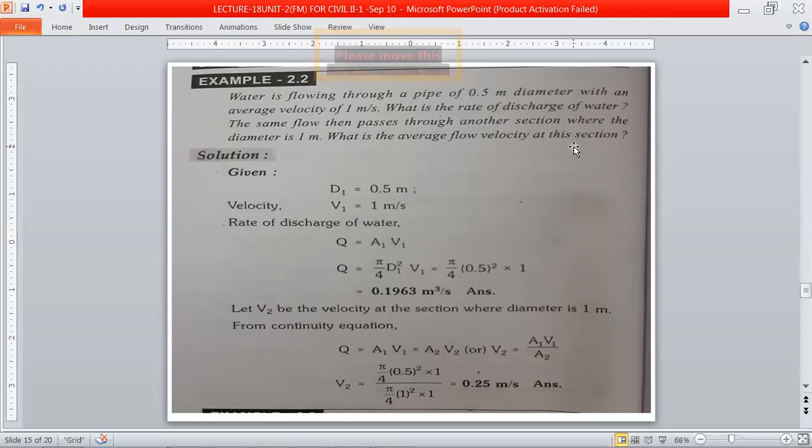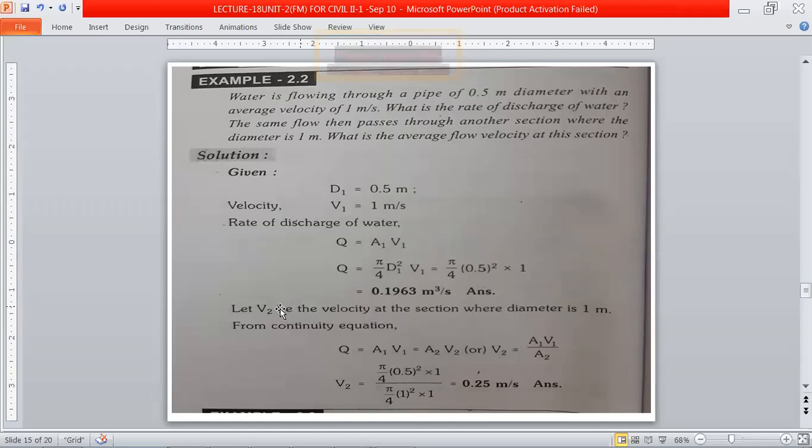Very simple. So you can draw the figure. And what is the given data? D1 is 0.5 meters. Velocity is 1.1 meter per second. Then what is the rate of discharge? Rate of discharge at section 1 is Q is equal to A1 V1. What is the area? Taking pi d square by 4, area is equal to pi d1 square by 4 into V1, that is equal to 0.1963.